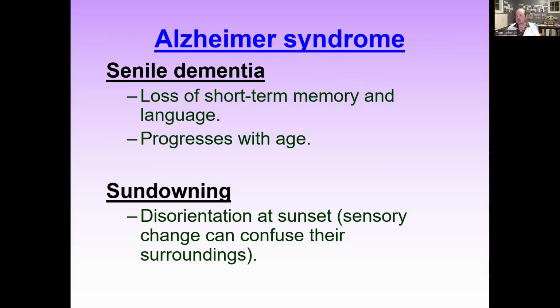Sundowning is a common element that we see in Alzheimer patients, and that's where the person becomes disoriented at sunset. When the sun goes down, that changes your sensory perception of your neighborhood, and so someone with Alzheimer's may get very confused and disoriented. If you're a caregiver with an Alzheimer patient, this is usually one of those times of day where you pay a little extra attention to always be with them. So if they get a little disoriented, they go out to get the mail, they don't get lost on the way home, kind of thing.